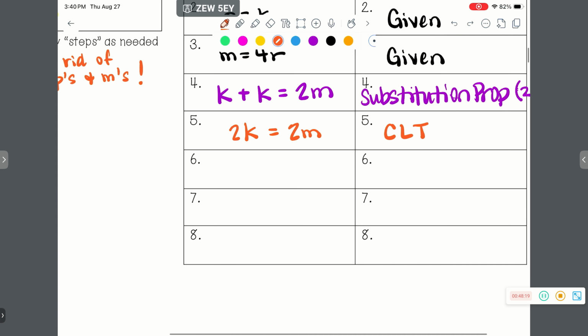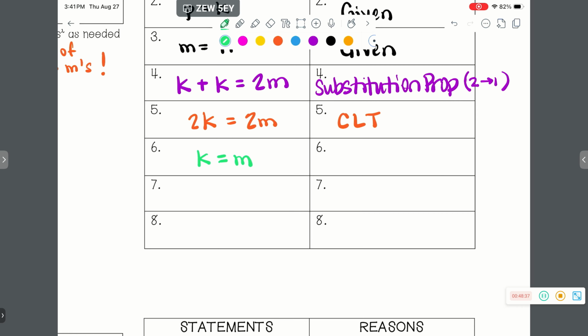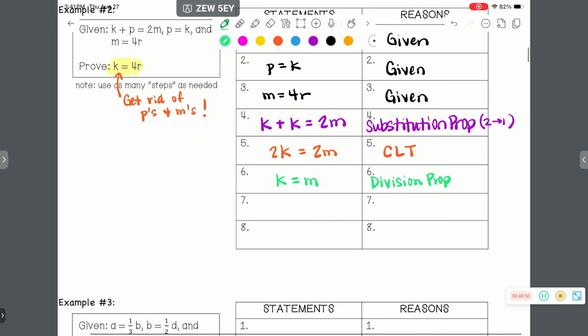All right, now what can I do with 2K equals 2M? Can't I divide by 2 on both sides? All right. And again, maybe we're on the right path, maybe we're not. Just trust yourself enough to try it and just see where it goes, okay? And of course, what did I do? What justifies that? This is the division property since I divided by 2 on both sides. And you can put division property of equality if you want, but you don't have to write the of equality because there's no other division property. So that's why I'm not writing that. All right, cool. So now I know K equals M.